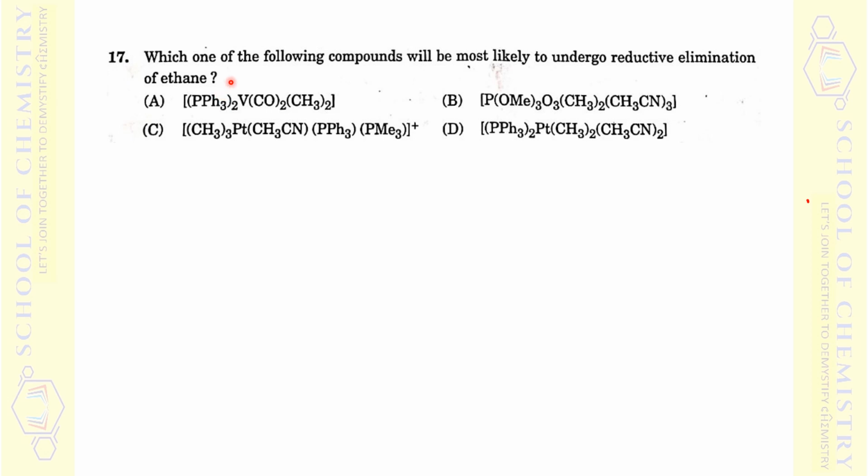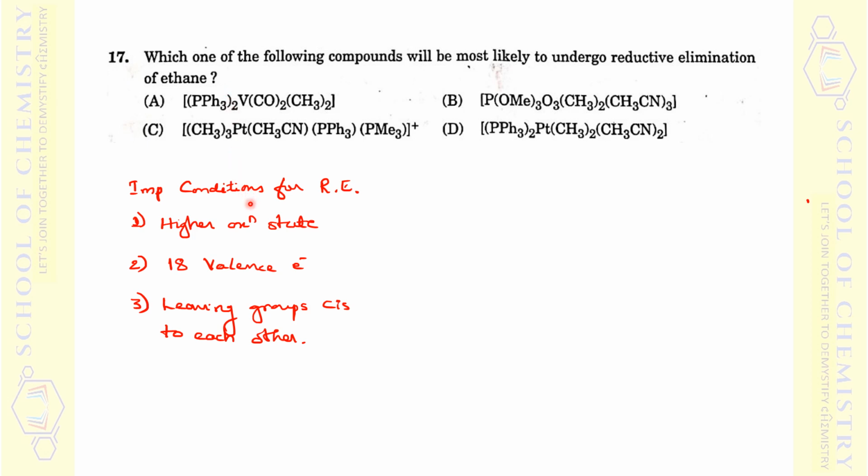Now, first we should know a few conditions which favor reductive elimination of a complex. Usually, a higher oxidation state of the metal and a valence electron count of 18. This is not followed that strictly, and in the example that I have discussed here, it is not followed. But usually, in reductive elimination, an 18 electron complex will be converted to a 16 electron complex. And a very, very important one: leaving groups should be cis to each other.